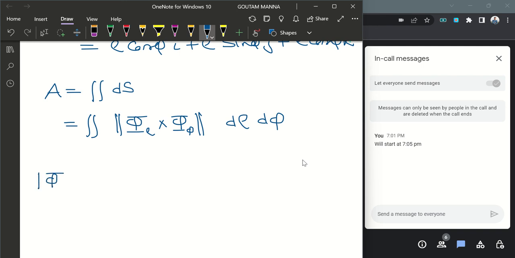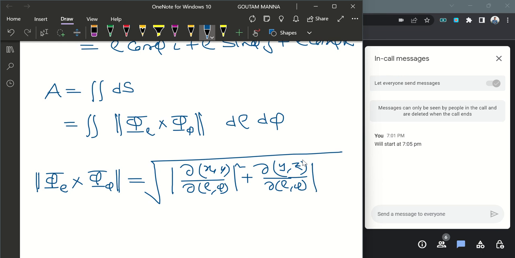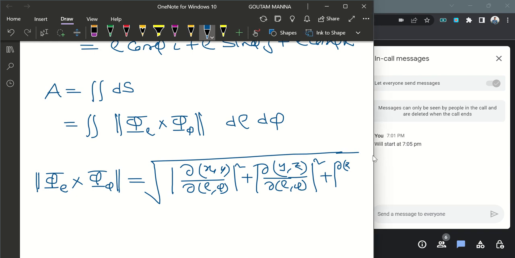And this del r by del rho cross del r by del phi can be calculated from this equation: the magnitude squared of del of (x,y) by del of (rho,phi), plus the magnitude squared of del of (y,z) by del of (rho,phi), plus the magnitude squared of del of (z,x) by del of (rho,phi).